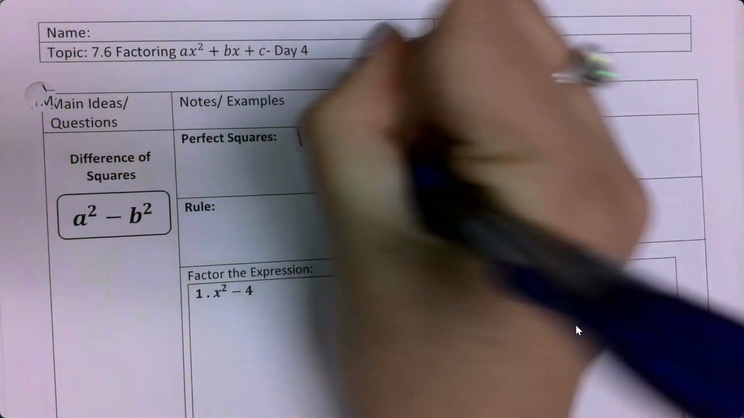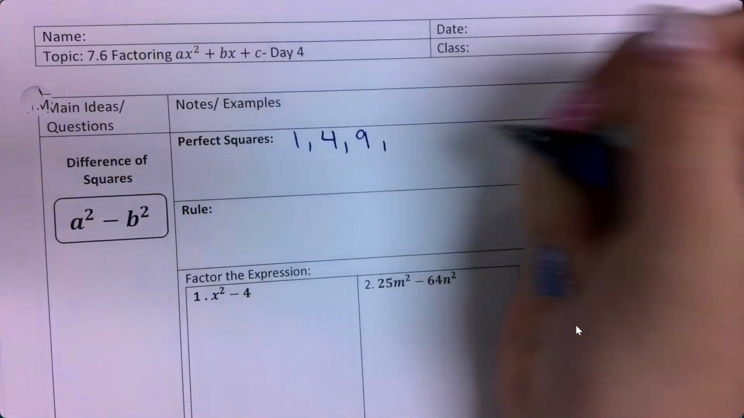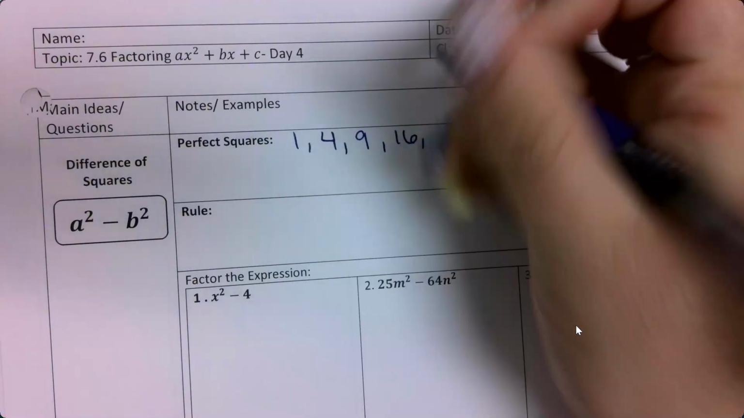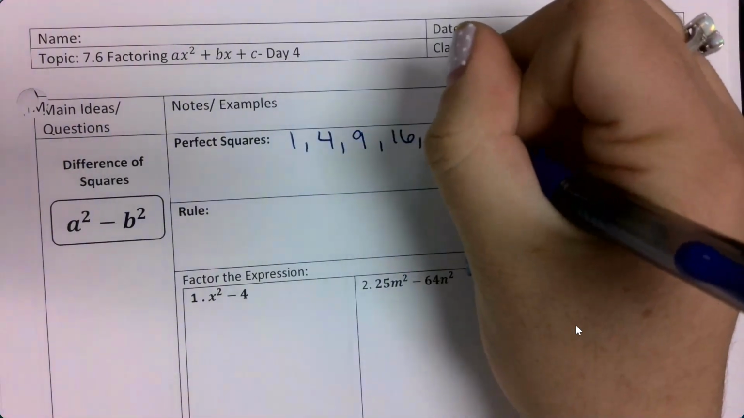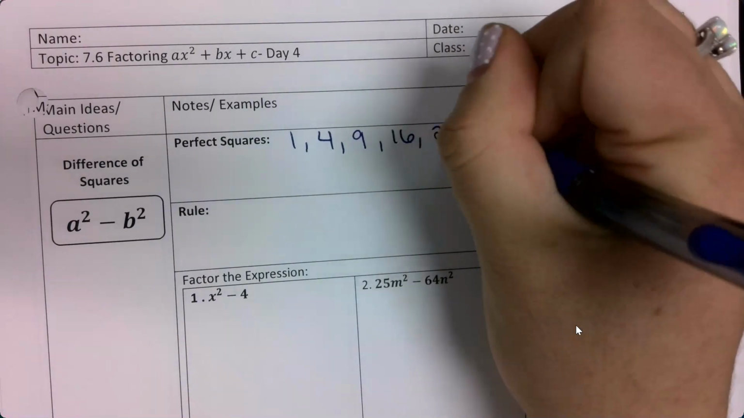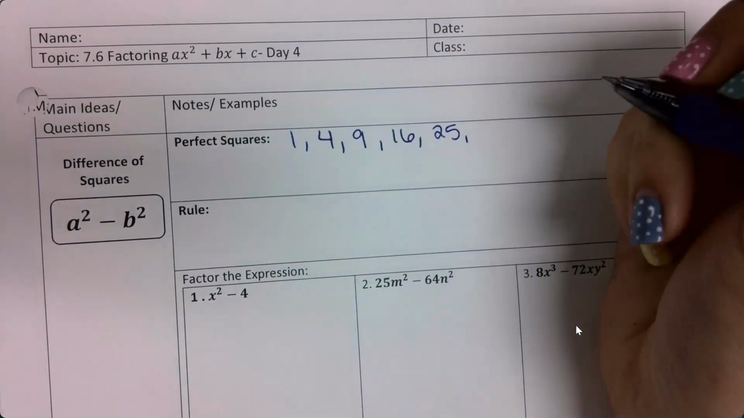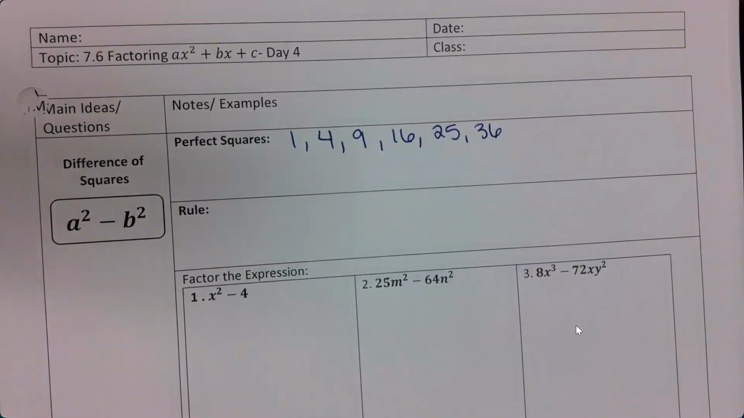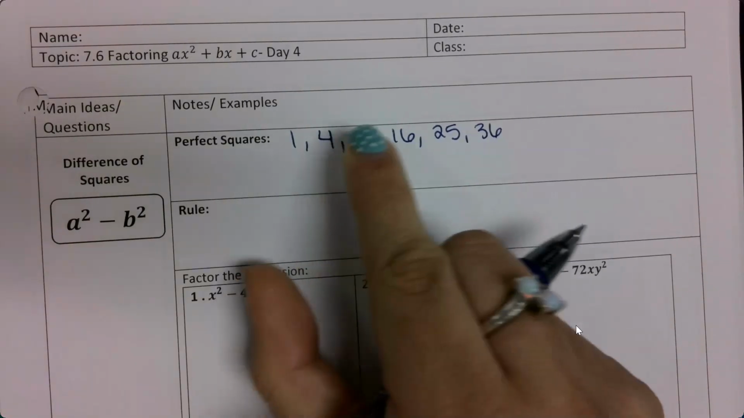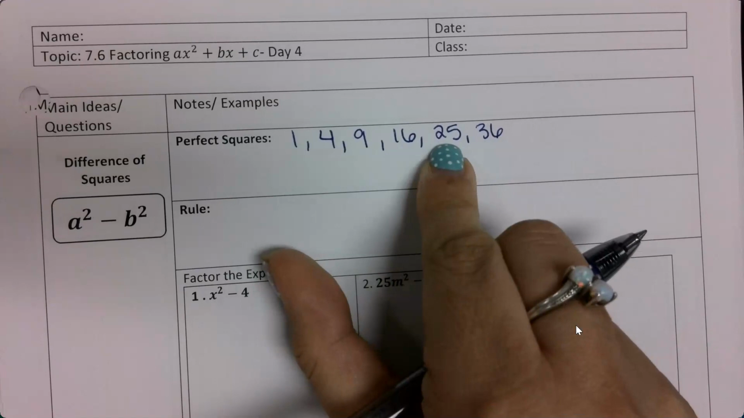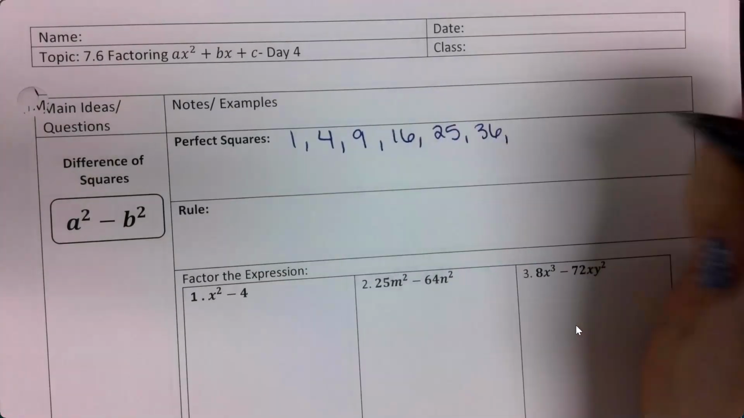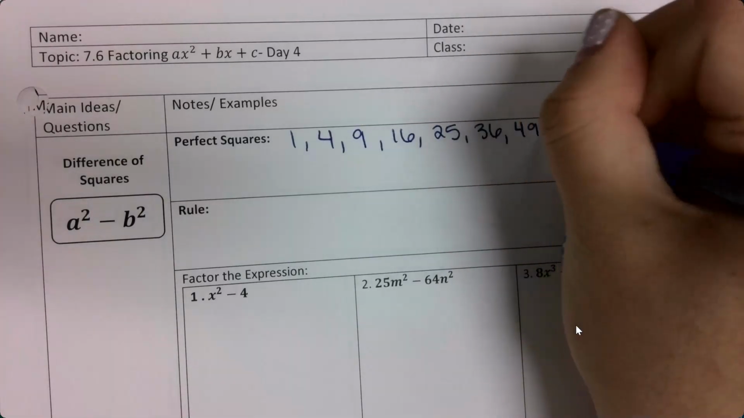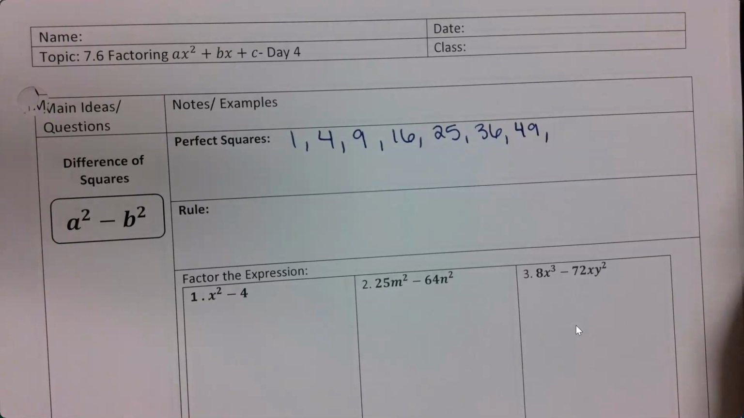1, 4, 9. 16. 25. 36. The perfect square is found by taking a number and multiplying it by itself. So this is 1 times 1, 2 times 2, 3 times 3, 4 times 4, 5 times 5. So, what would my next number be? 49. My next one is 8 squared.